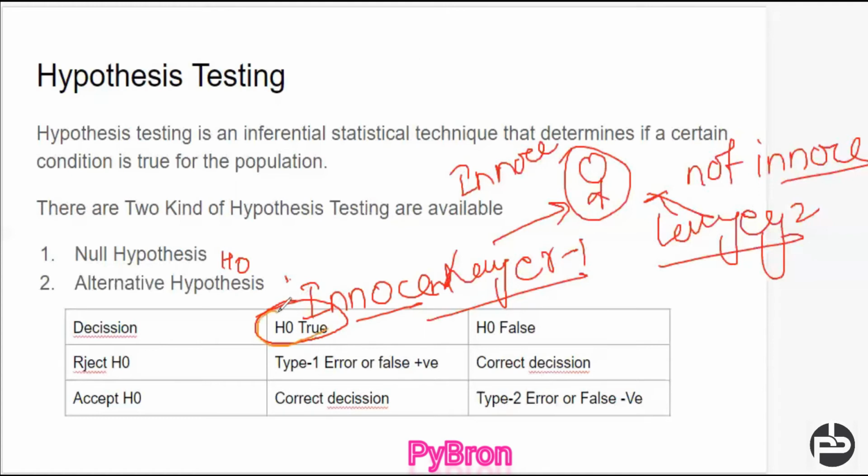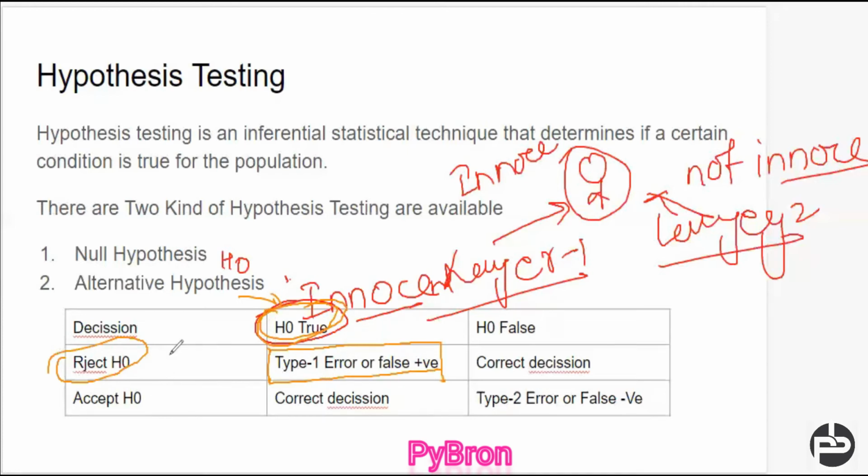Our null hypothesis is true, means the person is already innocent, but as a statistician, as a lawyer, you are trying to prove this person is not innocent, right? The person is already innocent, but the lawyer is trying to prove he is not innocent. If the null hypothesis is already true and you are rejecting your null hypothesis, then there will be an error, and that error is known as the type 1 error or false positive, right?